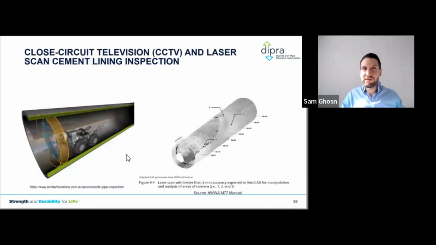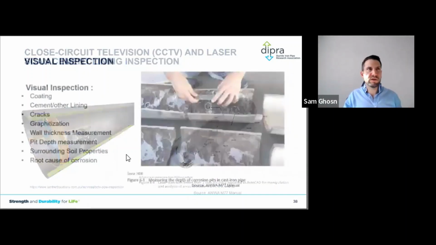CCTV cameras are evolving. They are getting better and better every day. So you could assess the condition of the main on the inside and look at cement mortar lining defects. If the pipe was lined in place, for example, look for any inconsistency in the lining. So these are things that you could look at with a CCTV camera: major defects. It won't tell you a lot about variations in wall thickness. There are better tools for that.